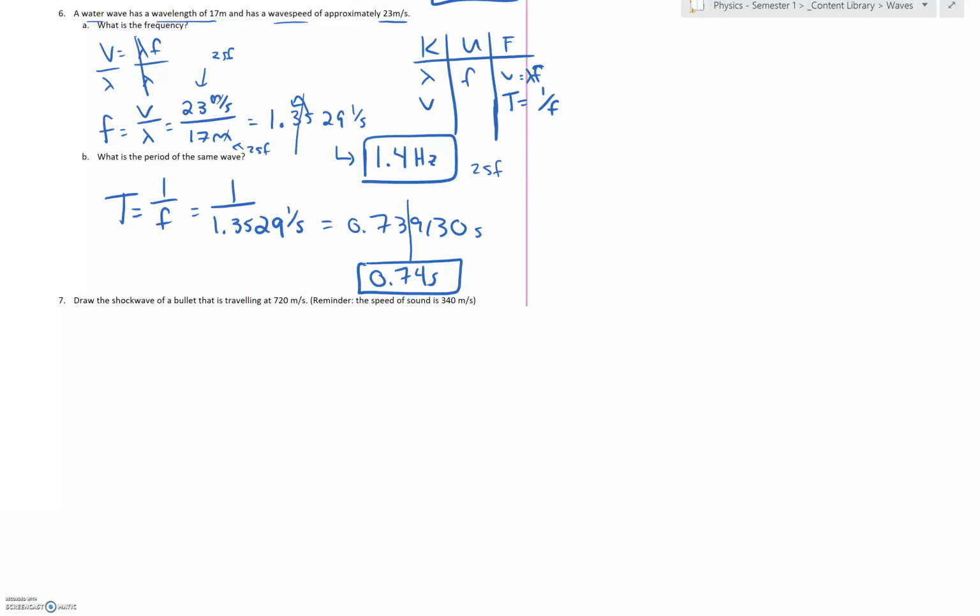Okay, so number 7 is kind of a fun one. It's a bit of a backtracking problem. So we're asking you to draw the shock wave of a bullet that's traveling 720 meters per second. So keep in mind that the shape of the shock wave is determined by how much faster the bullet is traveling than sound. So what I really want to know here is how much faster is the bullet traveling. So I know that the bullet is traveling at 720 meters per second, and that sound is traveling at 340 meters per second. So I'm going to get the ratio here.